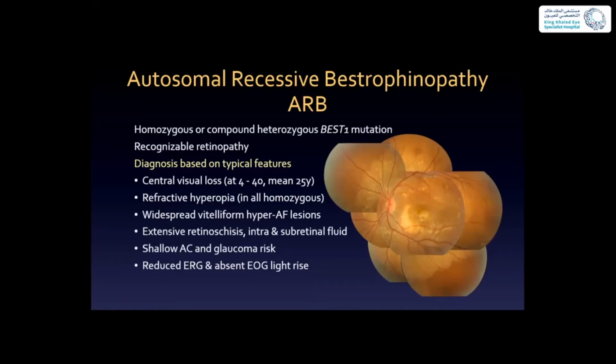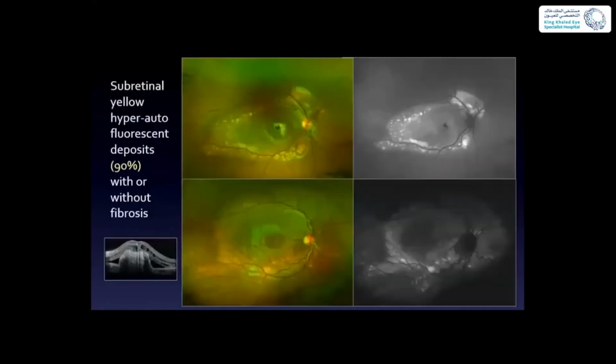There is usually central visual loss, usually starting early in the teenage years. It is recognized by the time the patient is a teenager or in their early 20s. There's a refractive hyperopia in almost all cases that are homozygous. There are widespread vitelliform lesions, extensive retinoschisis and subretinal fluid, shallow AC, high risk for glaucoma and angle closure, and reduced ERG and absent EOG rise.